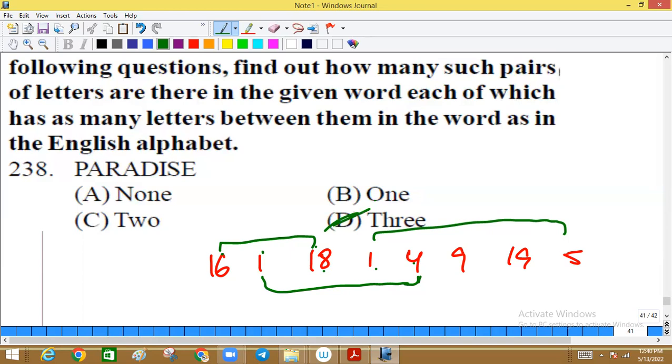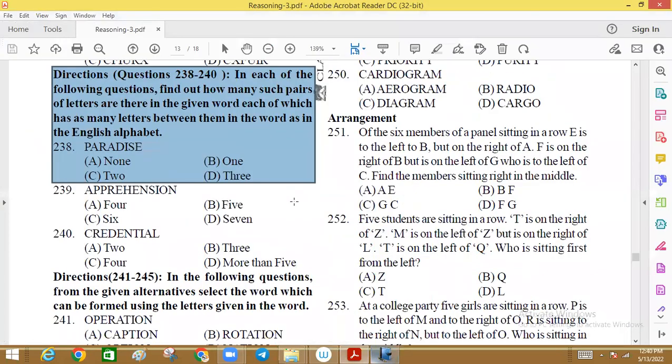Got the logic? How to do it? You select any 2 pairs. For example, these 2 pairs of letters have the same gap as in the given alphabet. What are these 2 pairs? A and D. Same letters as in the English alphabet. Right? So now you try to answer this question.